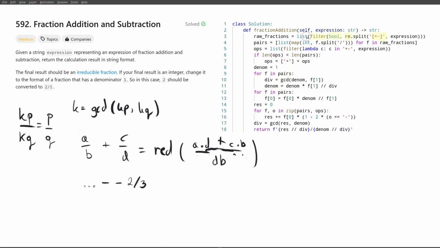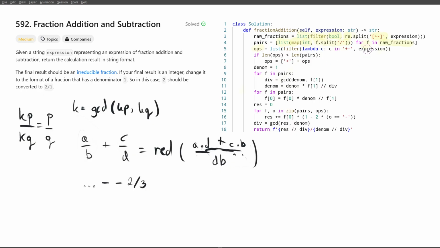We convert it to a list. Likewise, and of course, since we would preferably have a list of pairs of integers, we can just do that. So take every fraction that we have, split it over the slash, which separates numerator and denominator, convert them using map to an integer, so we get as a list those two-element lists representing every fraction, for f in those raw fractions that we split the original string into.